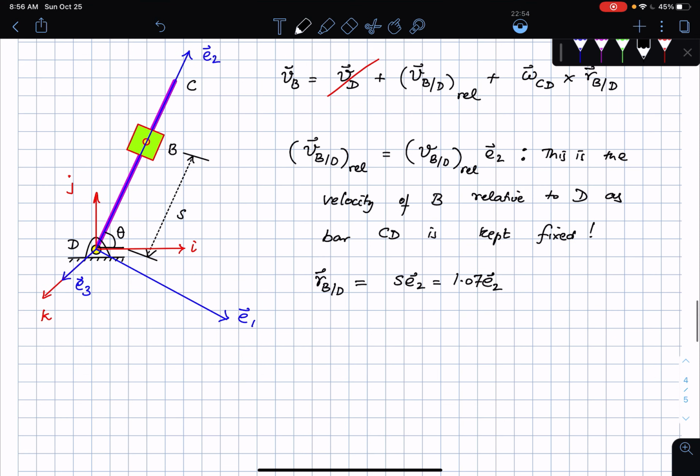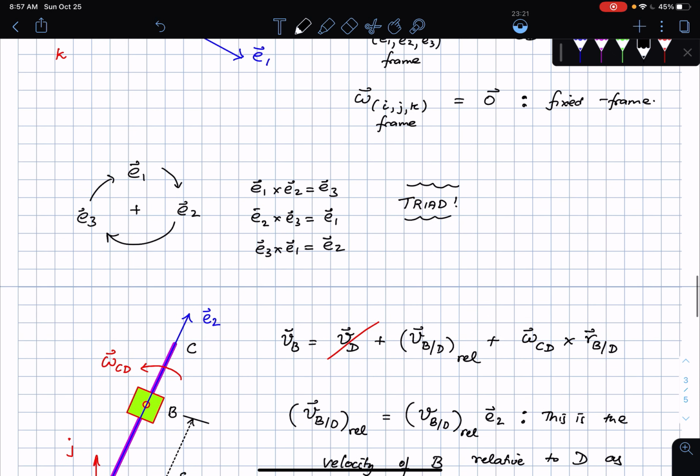All right, then I'm going to combine everything together. So velocity of B is going to be VB slash D relative times E2, and then I'm going to have omega CD, which I do not know, but it's assumed to be in the K direction. So I'm assuming omega CD to be in the K direction. We don't know if this is correct or not, we will figure it out. And the K direction is the same as the E3 direction, if I want to make a note of that. So here E3 is the same as the K direction at that instant.